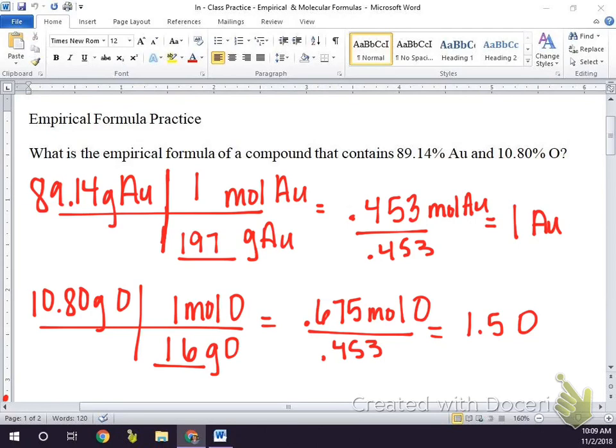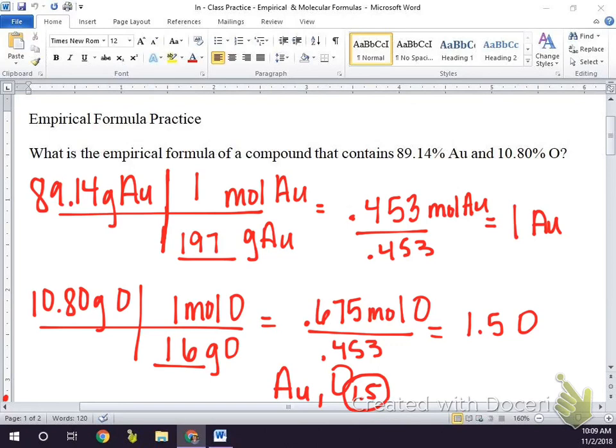Okay? When in doubt. All right, so if I start building it, I would say Au1 O1.5. Does that look like a legitimate chemical formula? No. So what's the problem with it? It's too small. Can I have 1.5 oxygen atoms? So how can I fix that? Double it. I can double it, right?